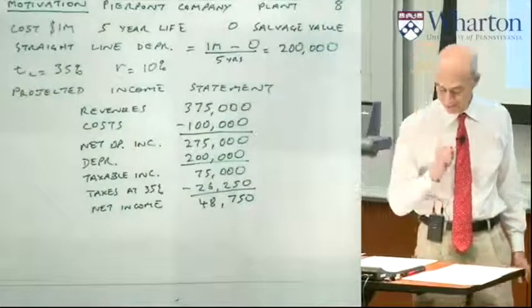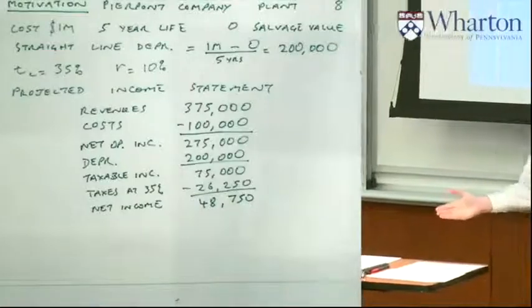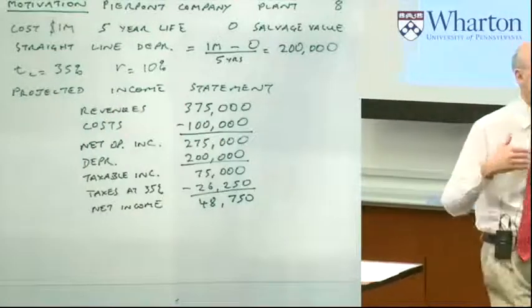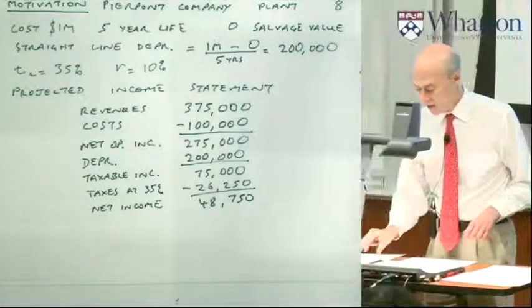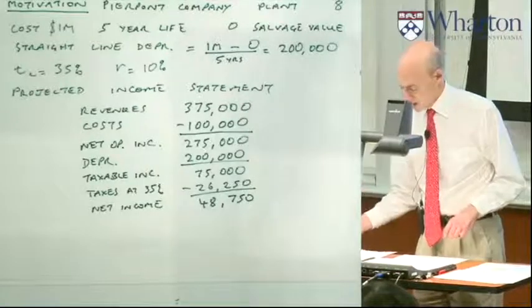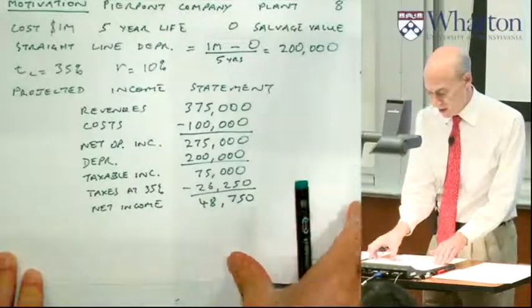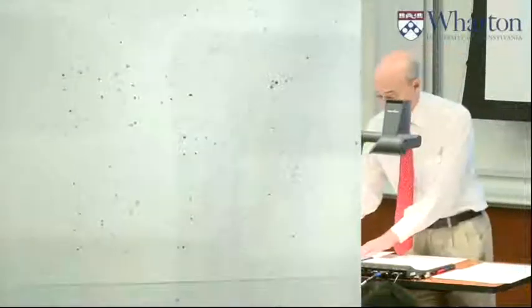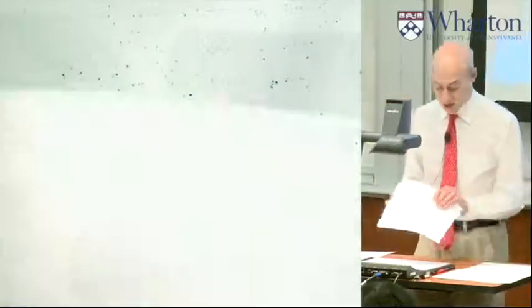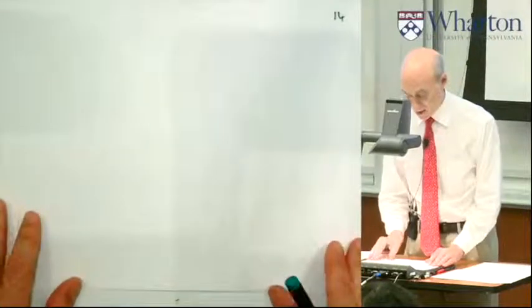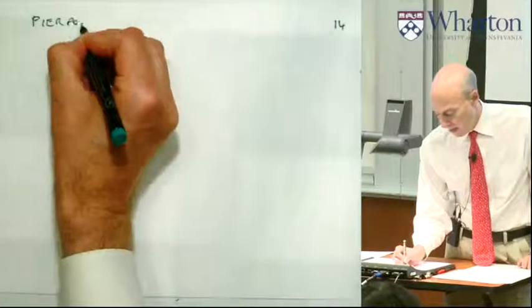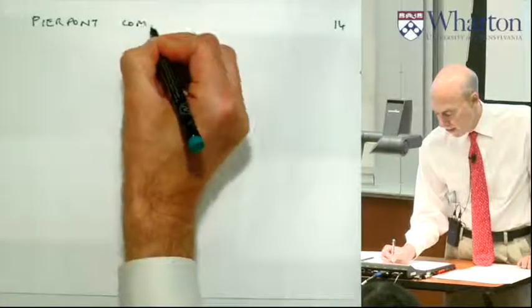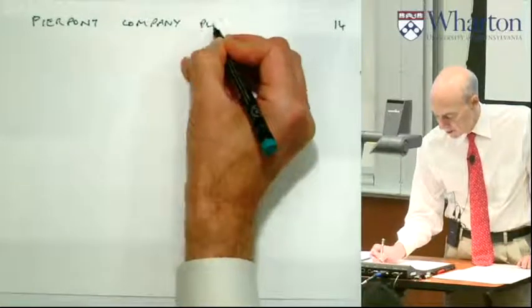We started out with our motivation example. And the question is, how do we take this data and figure out what the cash flows are so we can do our NPV calculation? And what we're going to do for these problems is to construct a cash flow table. So let's do that for the Pierpont company and the plant it's considering.